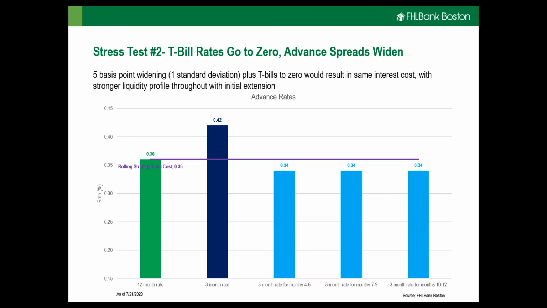Test number 2 looks at something similar, but probably a little more realistic. T-bill rates again go to 0%, but given what that type of flight to quality move typically signals, and producing some volatility in the credit and funding markets, we assume that short-term advance spreads will widen out by 5 basis points, mitigating some of that T-bill move to 0%. As such, the new 3-month rate goes only to 34 basis points, and we see that produces an average rate over the horizon for both strategies that is equivalent.